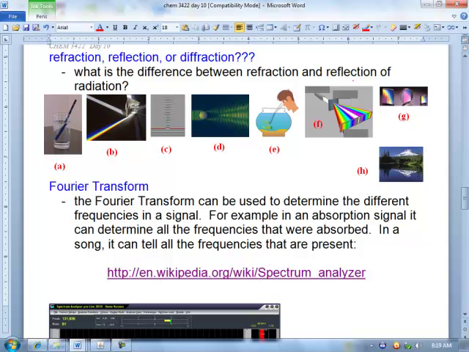How about C? Anna, how about C? You only have these 3 choices here. Somebody help her out? Isn't it diffraction? Yeah.